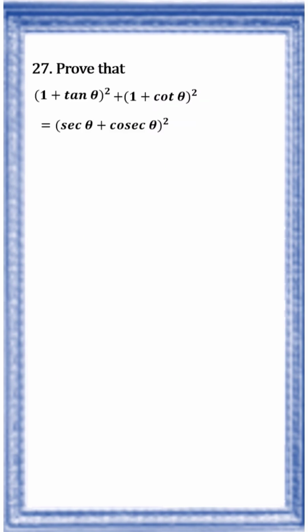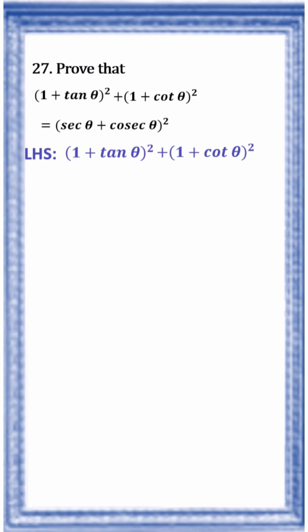Now the 27th question. Prove that (1 + tan θ)² + (1 + cot θ)² is equal to (sec θ + cosec θ)². The question is taken from the chapter trigonometry. Now let us take the LHS: (1 + tan θ)² + (1 + cot θ)².